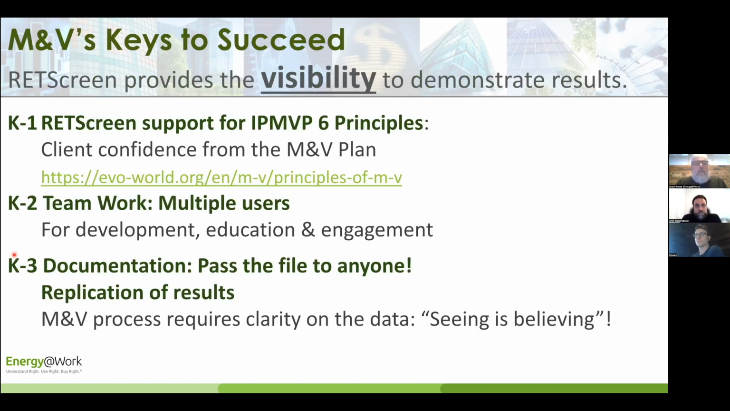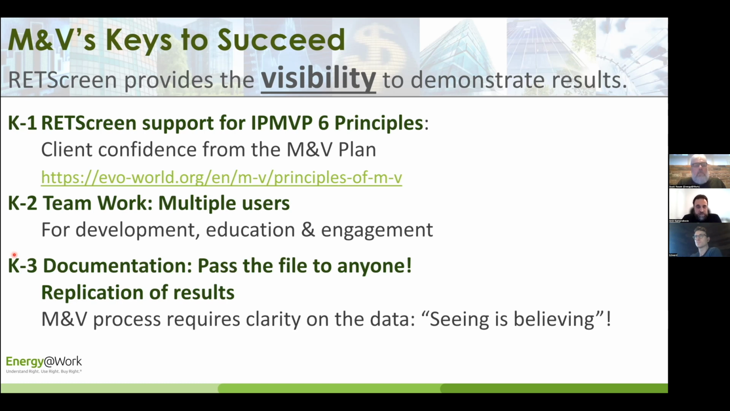And we believe that the main reason that RETScreen is very successful in providing a very dependable tool is the visibility. The visibility is something in our complicated world, as Scott mentioned, is needed. And 3 reasons that we believe that RETScreen also provides in a very good way is supporting 6 principles of measure verification: accuracy, consistency, and the link is provided here.